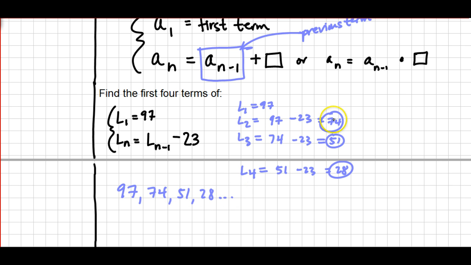So again, students don't have to use the formal process here. Most students can just look at that and go, oh, I'm going to start with 97 and I'm going to continue to take away 23 until I'm done with the first 4 terms.